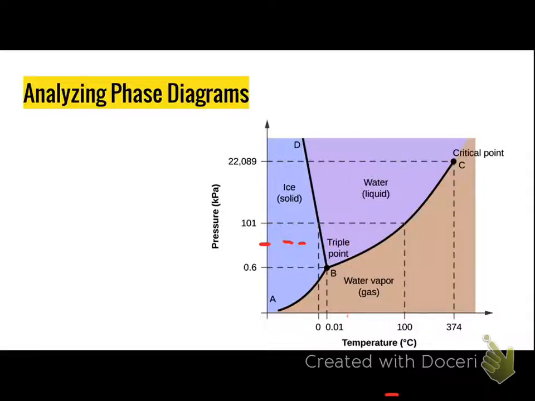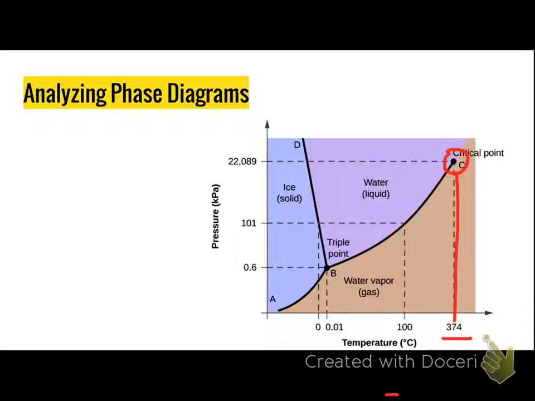Maybe I ask you at what temperature is the critical point. Well, the critical point here is already labeled for you. It's not always going to be labeled. It depends on what phase diagram you're looking at. But here's our critical point. So that would be at 374 degrees C.